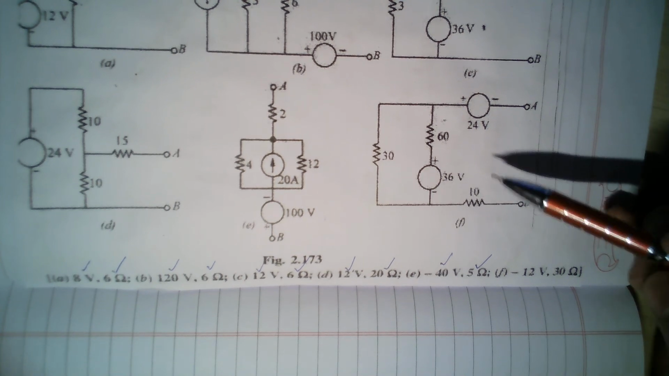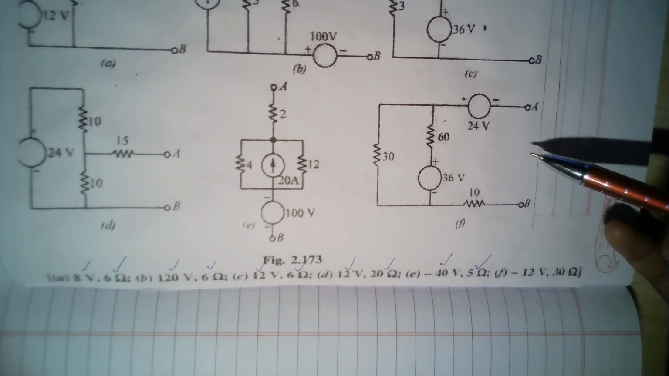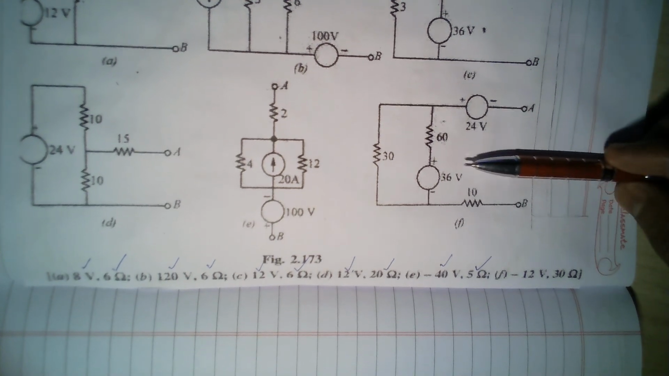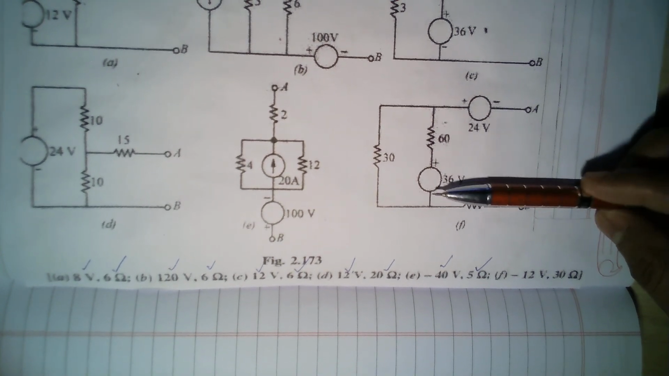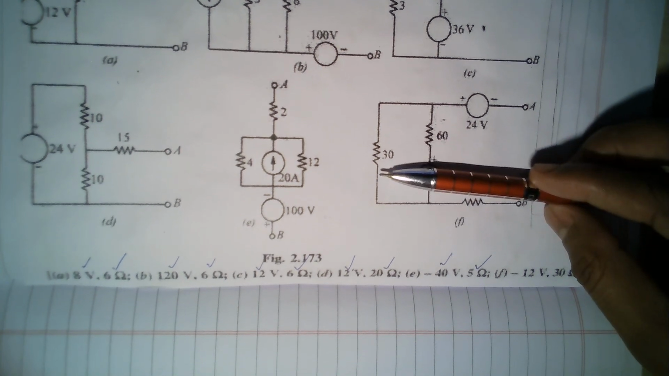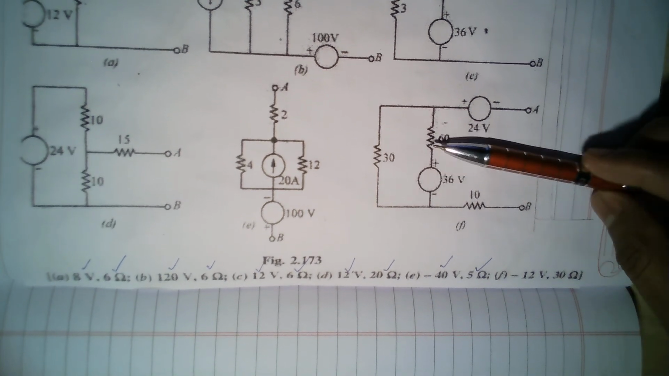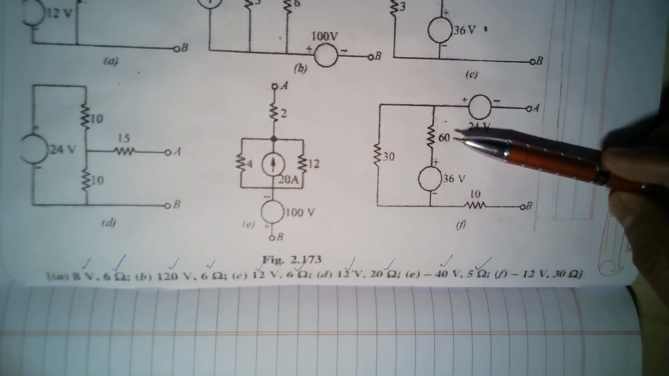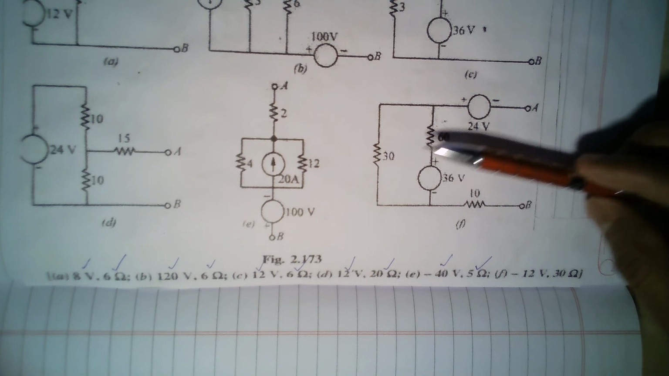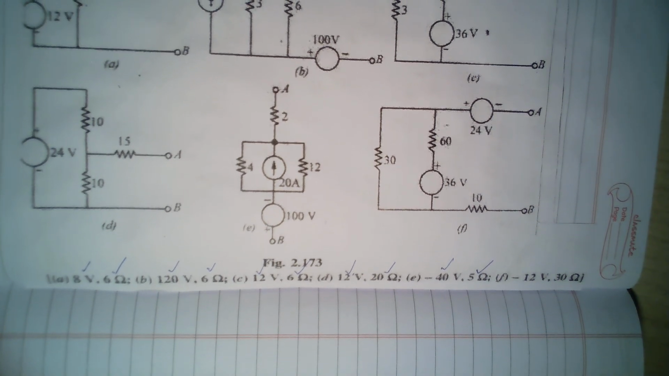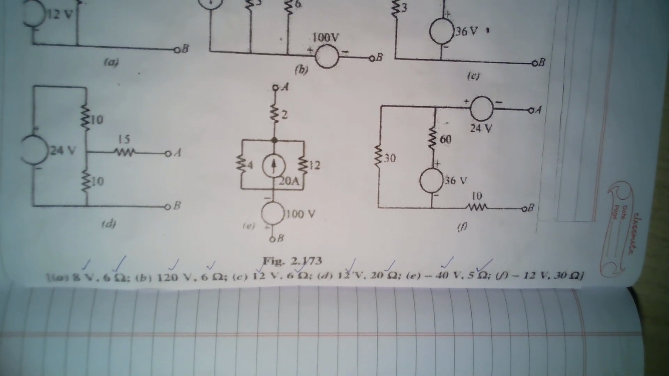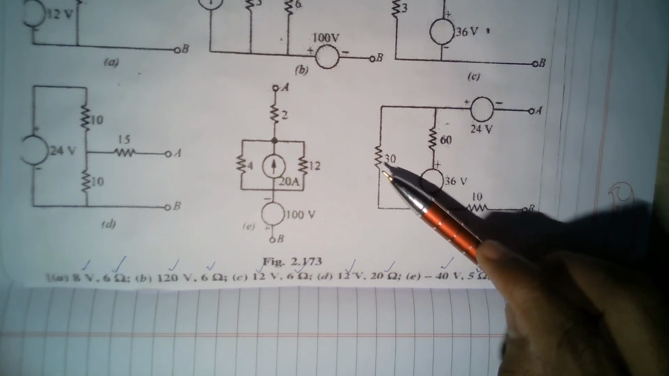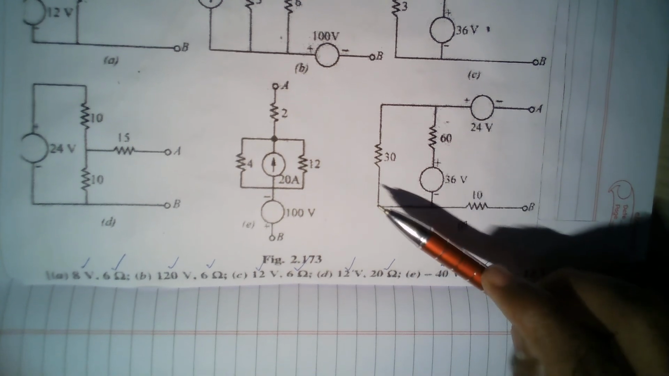Now finally let's look at this. So again find the Thevenin's resistance looking from these two terminals AB. So this is short circuited, this is short circuited. 60 parallel with 30 will be 20 because 60 into 30 is 1800 and 60 plus 30 is 90. 1800 divided by 90 is 20. See, one thing is the equivalent resistance will be lesser than both of these. Okay, so lesser than 30. So that will be 20.